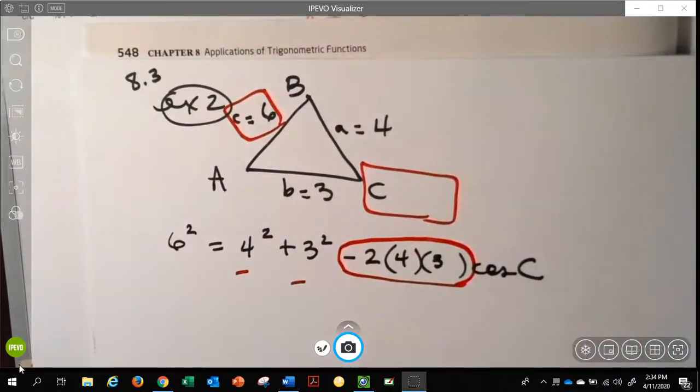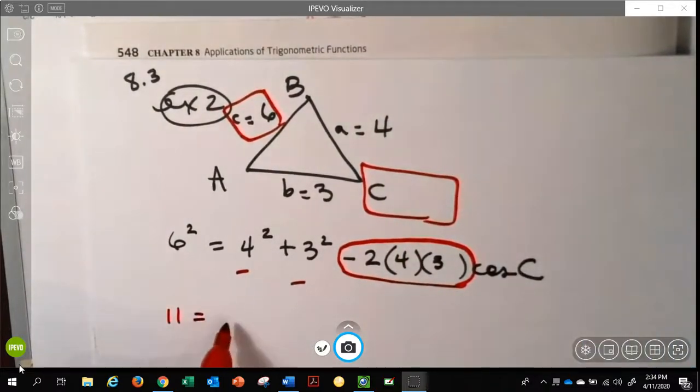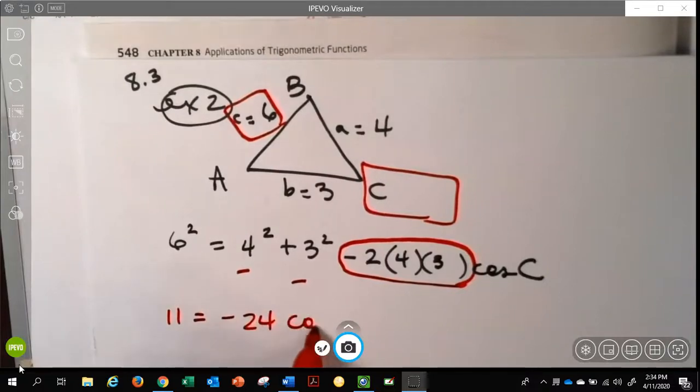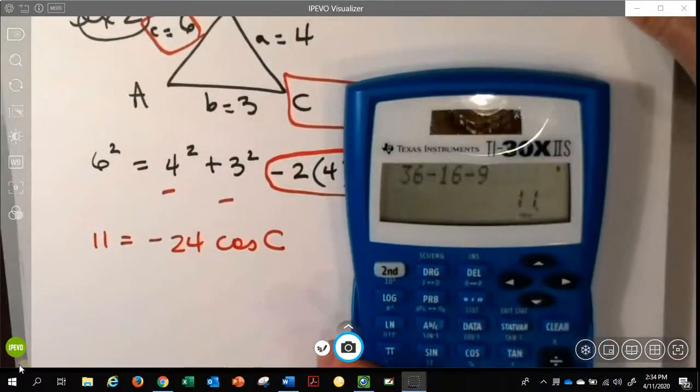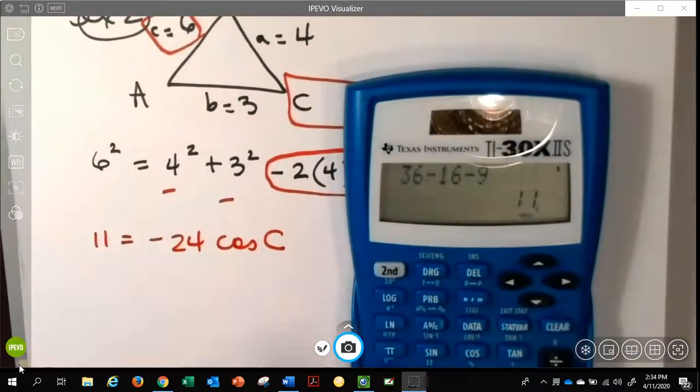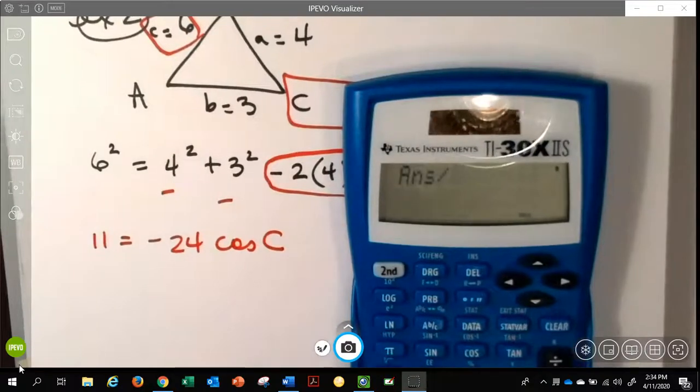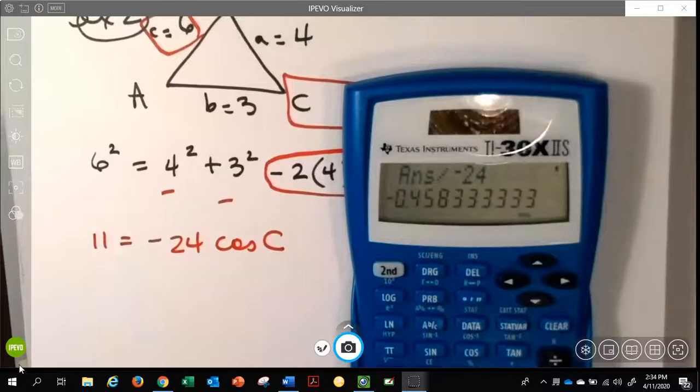I'll go ahead and write that down. I've got 11 sitting over here. This is a negative 24 cosine of my C. And so now looking at this equation, I need to divide off a negative 24.